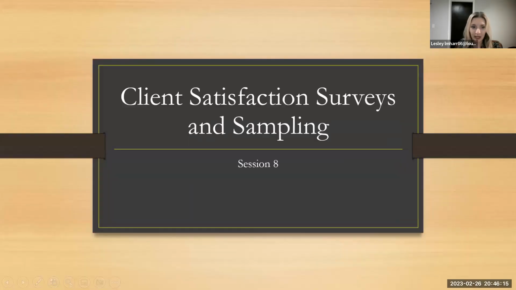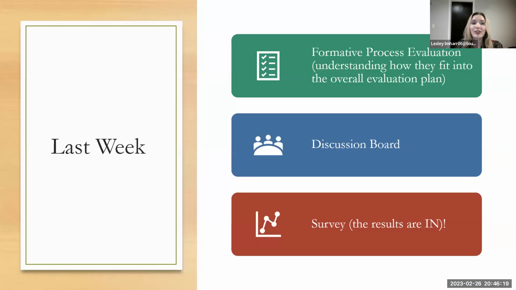Okay, so here we go. Client satisfaction surveys and sampling strategies. So last week we touched on formative and process evaluations, also trying to understand how they fit into our overall evaluation plan. Stay tuned as we really transition to thinking about our third type of program evaluation, which is outcome evaluation. You also had two very intertwined discussion board assignments from the previous week and this past week.